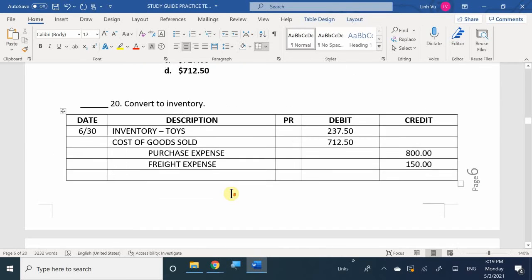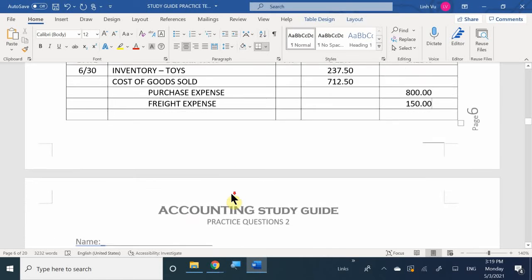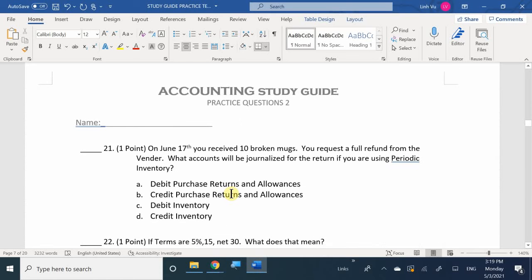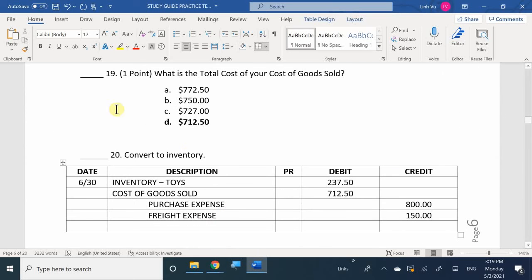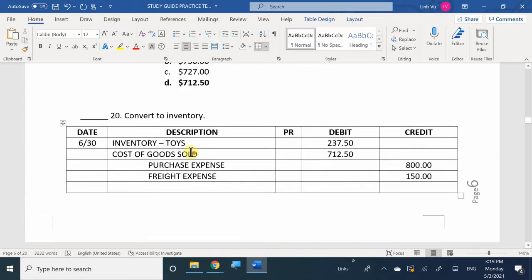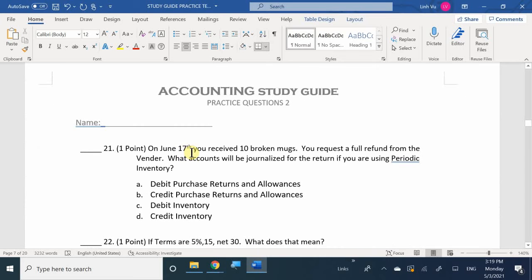Now, that's just doing periodic inventory. I may ask you the same exact questions, but maybe apply it to perpetual inventory, okay? So make sure that you read the question carefully and understand what the question is asking you, okay? Am I asking you to do periodic or am I asking you to do perpetual inventory? Okay? So is everyone good up here? Yes. Okay. Let's move on to question number 21.